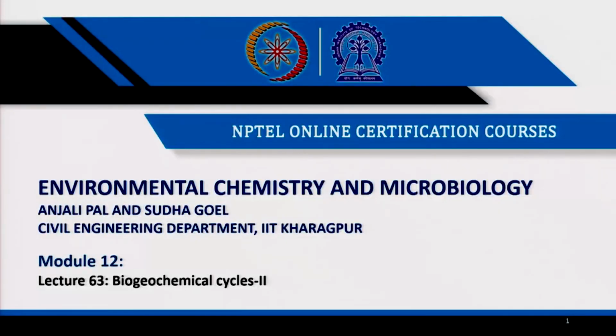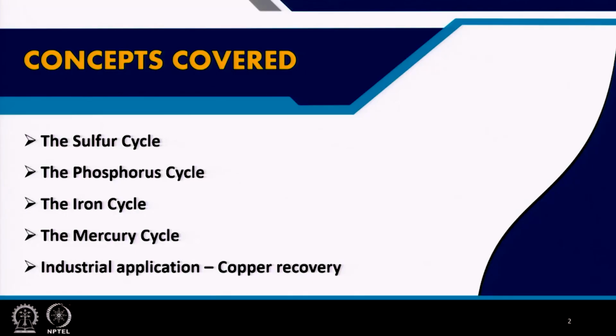Welcome everyone. This is the last and final lecture of our course, the second part of Biogeochemical cycles. This is lecture 63 of module 12. In this particular part, we are going to cover the sulfur cycle, phosphorus, iron, mercury, and one industrial application where we are going to look at how copper can be recovered by a series of chemical and biological reactions. So it's not a natural biogeochemical cycle, but it's a sort of imitation at the industrial level of the same kind of ideas.